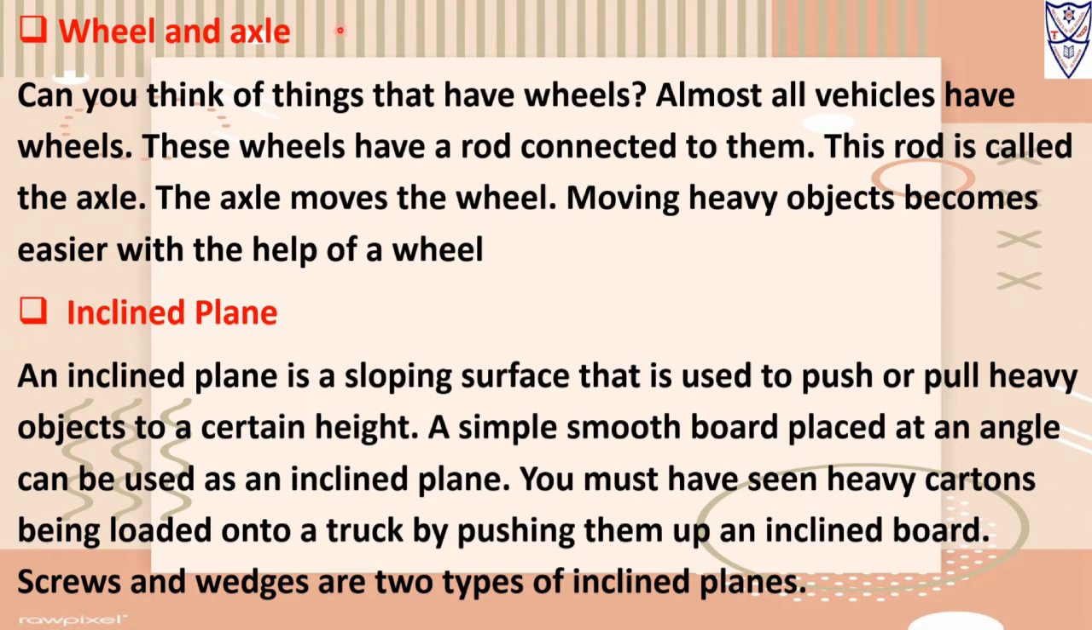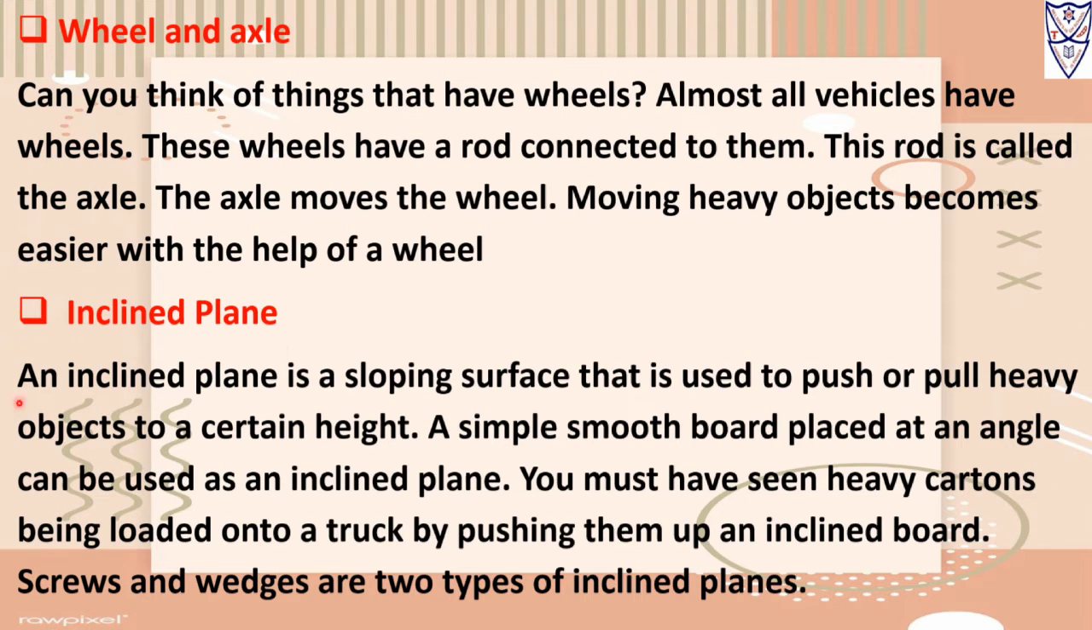Wheel and axle. Can you think of things that have wheels? Almost all vehicles have wheels. These wheels have a rod connected to them. This rod is called the axle. The axle moves the wheel. Moving heavy objects becomes easier with the help of a wheel.